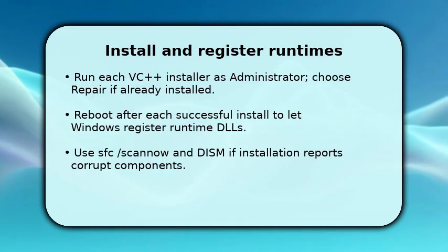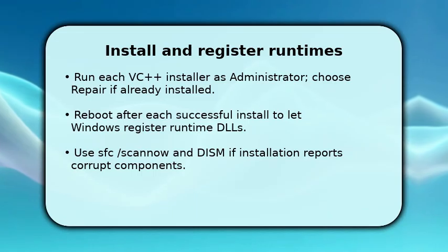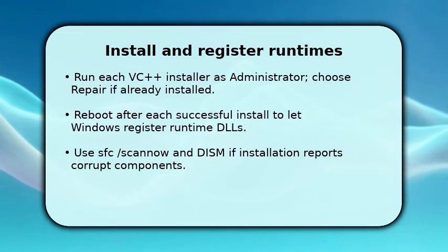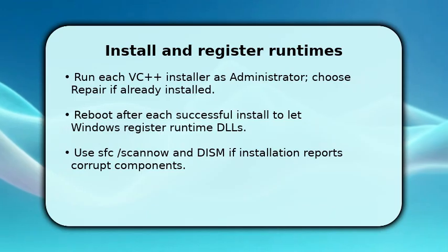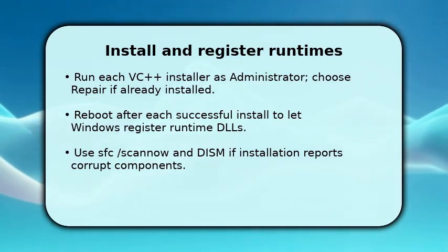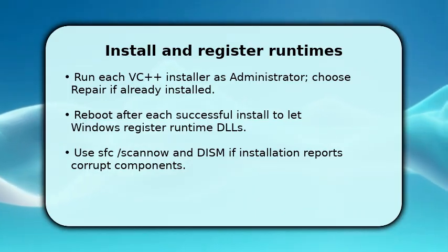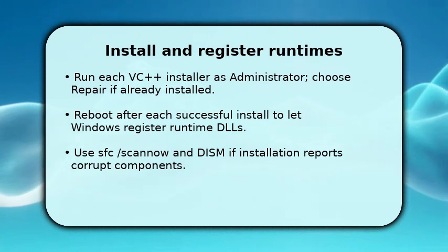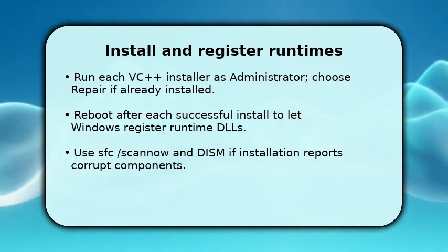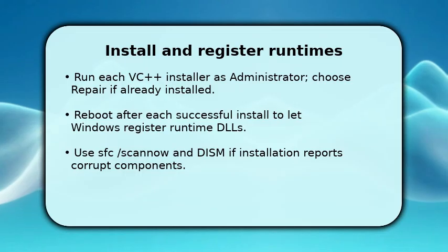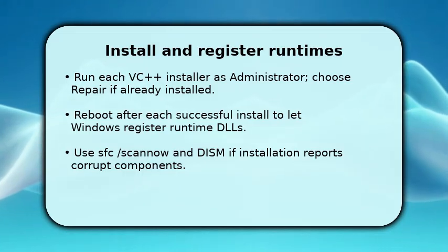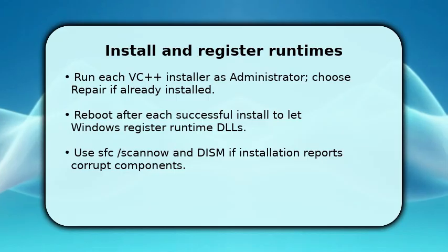rather than uninstalling. This rewrites missing CRT files like api-ms-win-crt-runtime-l1-1-0.dll. After an install or repair, reboot so Windows can register and load the updated libraries. If the installer fails or reports corruption, run sfc /scannow and then DISM repair commands to fix component store issues. This fixes underlying system file problems preventing proper DLL registration.